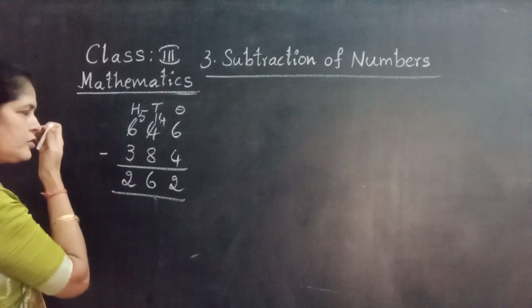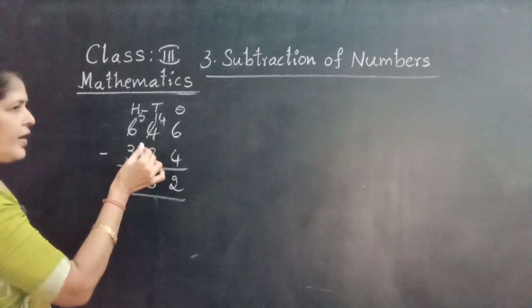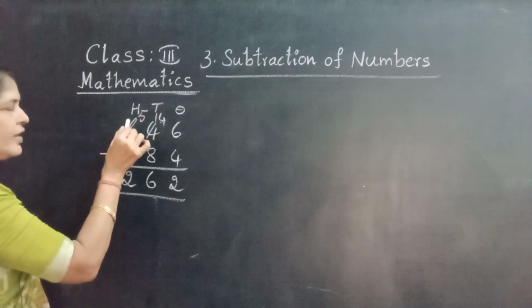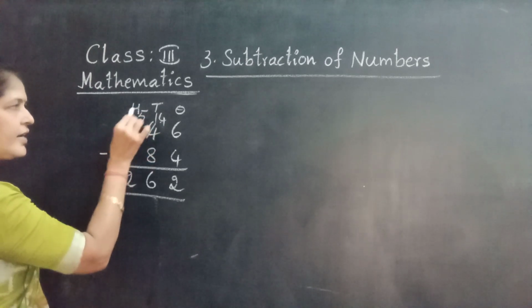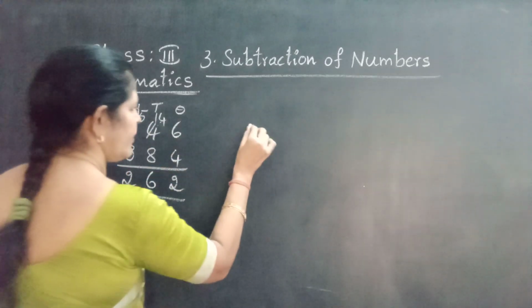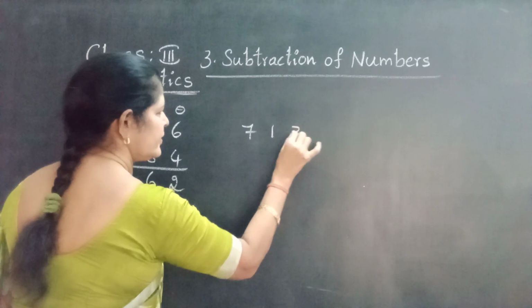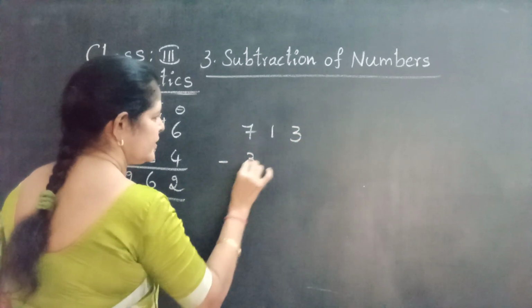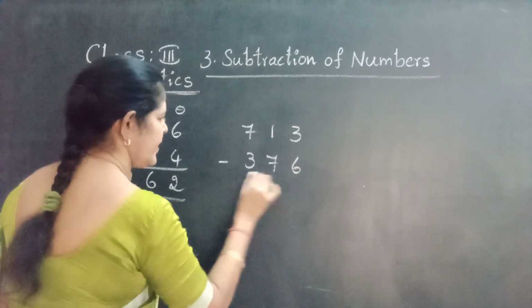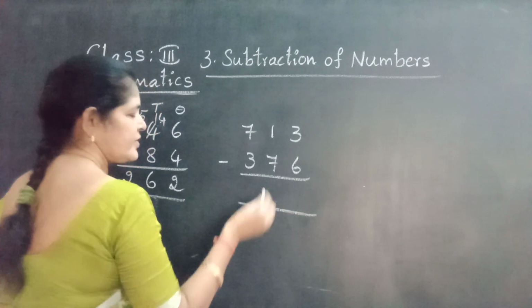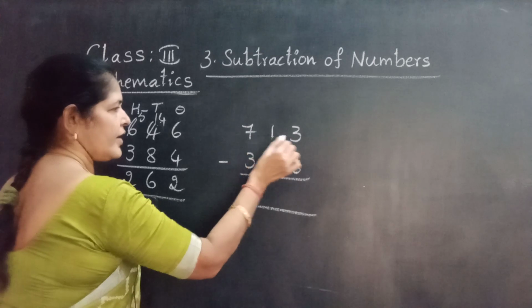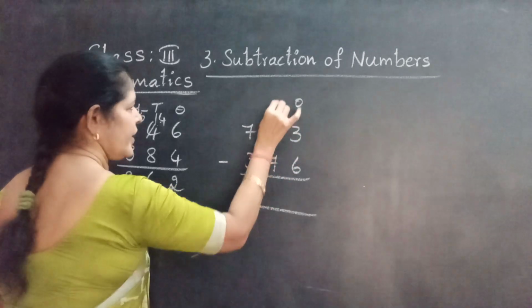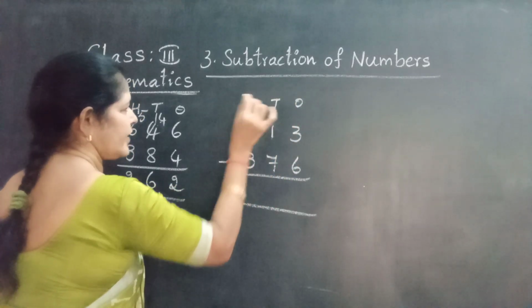This is subtraction of a 3-digit number with regrouping. Here we use the concept from hundreds to tens. Another one. 730 minus 376. Hmm, we subtract 376 from 713. Ones place, tens place, hundreds place.